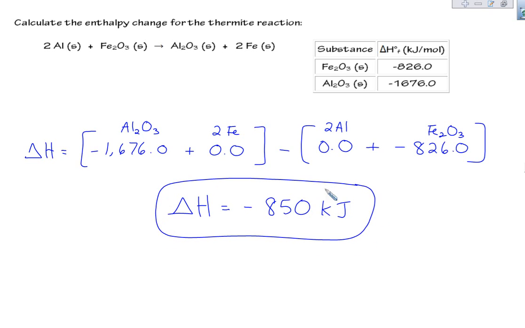Gosh, that's so easy, isn't it? And I think we can do this one in the lab and get a little more energy released, even a little bit more than that, to the point where this iron will be liquid. It's going to be nuts.